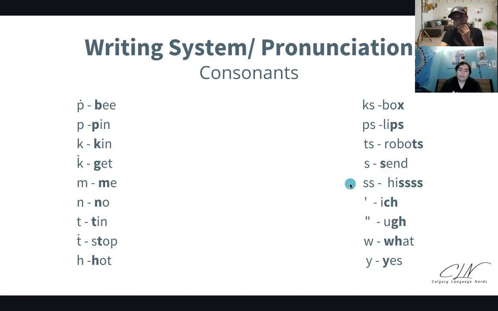Next up is the double S, and it's pronounced kind of like in the English word hiss, and you could pronounce it like C. The next symbol is pronounced ish.